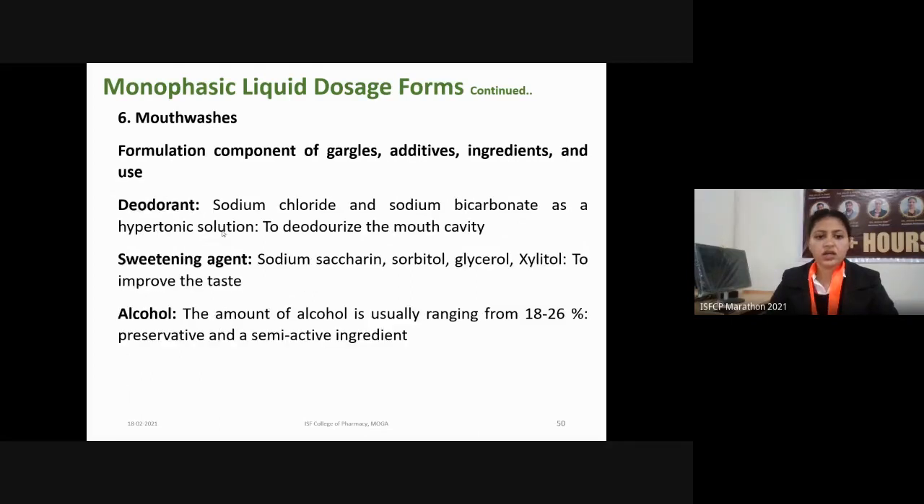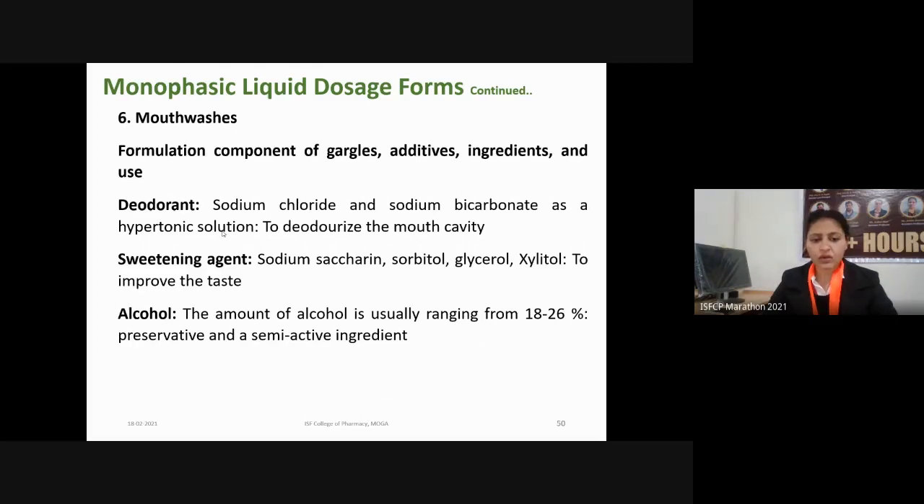Now, what are deodorants? Sodium chloride and sodium bicarbonate as a hypertonic solution is used to deodorize the mouth cavity. Sweetening agents are also used in the preparation of mouthwashes. Examples of the sweetening agents are sodium saccharin, sorbitol, glycerol, xylitol. These help in improving the taste of the mouthwashes.